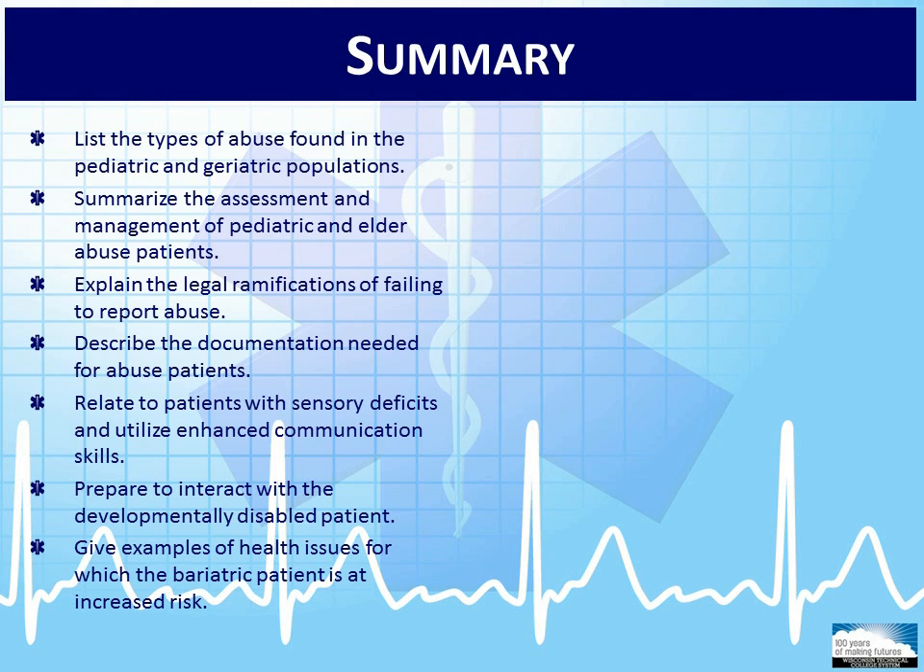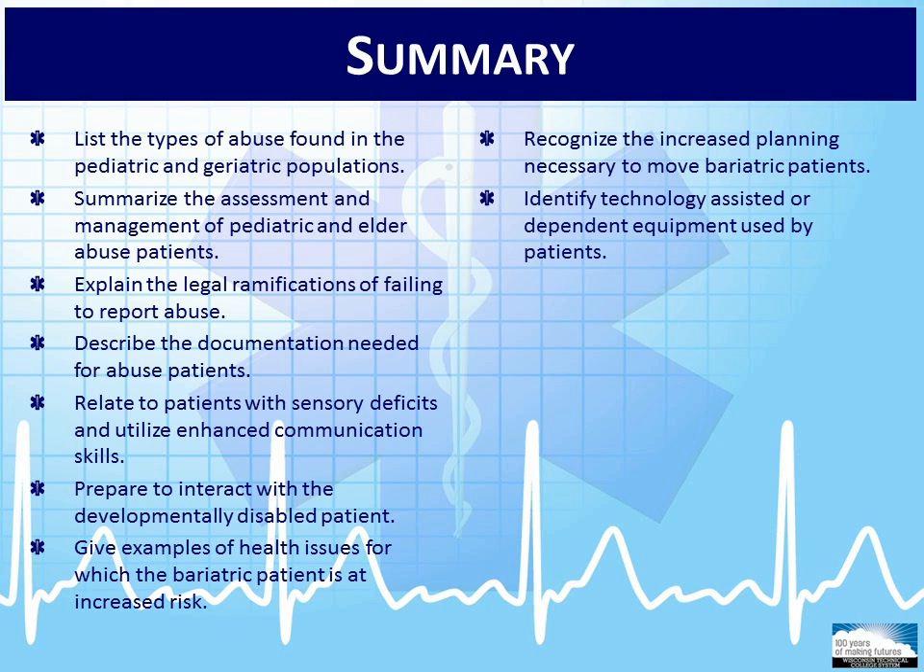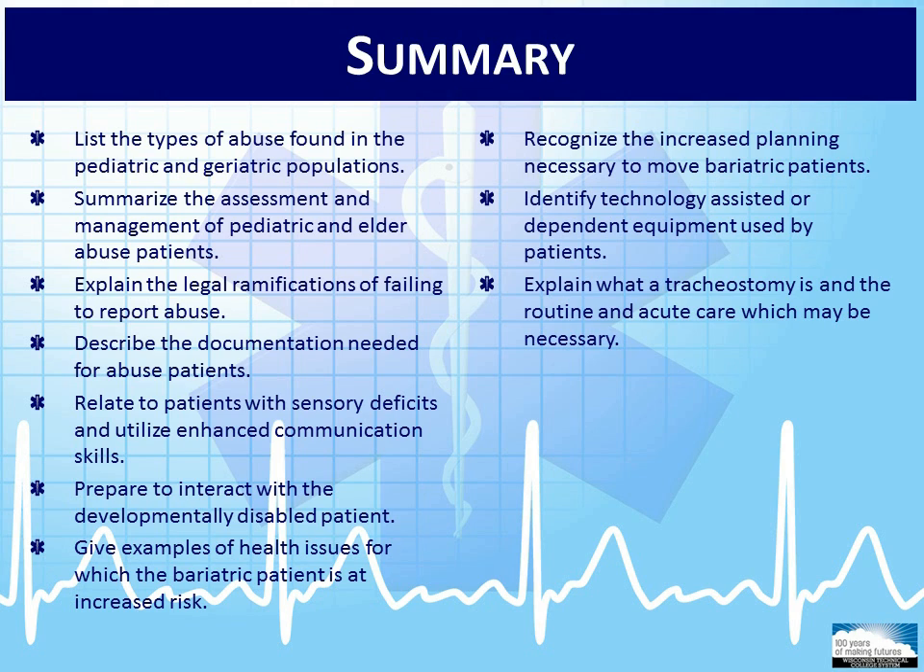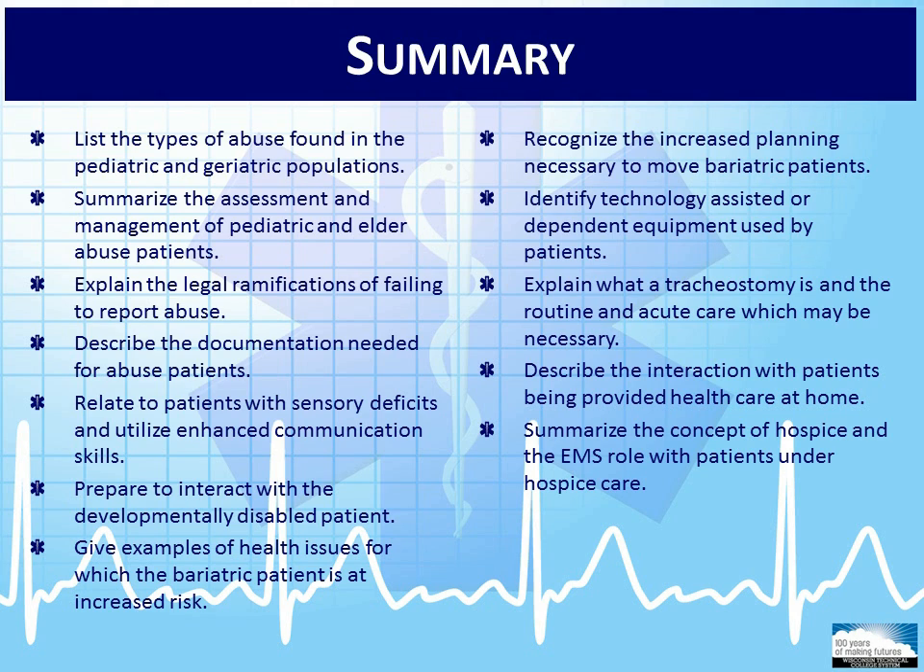is at increased risk, recognize the increased planning necessary to move bariatric patients, identify technology-assisted or dependent equipment used by patients, explain what a tracheostomy is and the routine and acute care which may be necessary, describe the interaction with patients being provided healthcare at home, summarize the concept of hospice and the EMS role with patients under hospice care, and identify the potential assistance that can be provided for homeless patients.